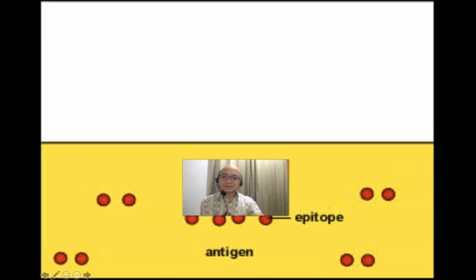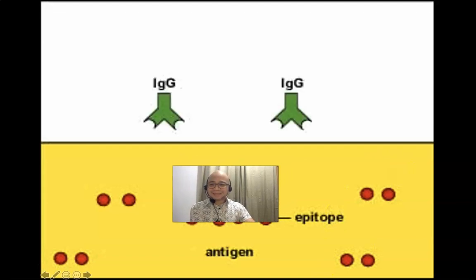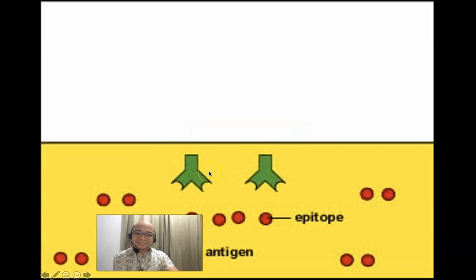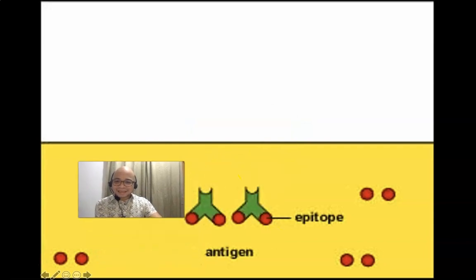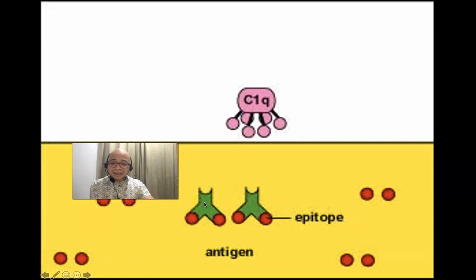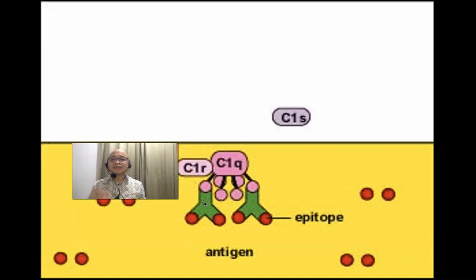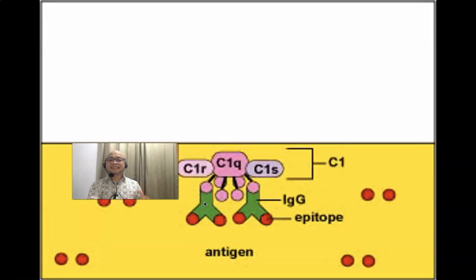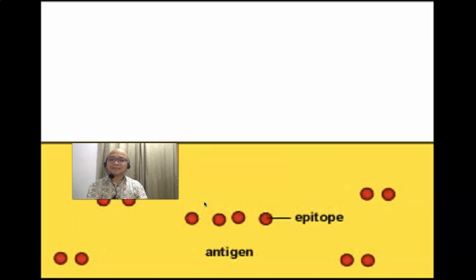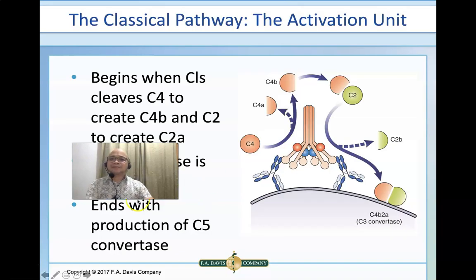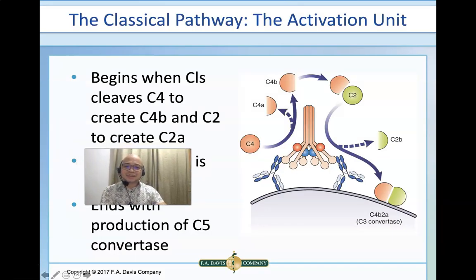To animate, this is the GIF animation. The IgG binds at the epitope, and these are the globular heads. You need only 2, and then C1r is activated. That's a zymogen, and that causes activation of C1s, and once C1s is activated, that's the end of the recognition unit, the recognition stage.